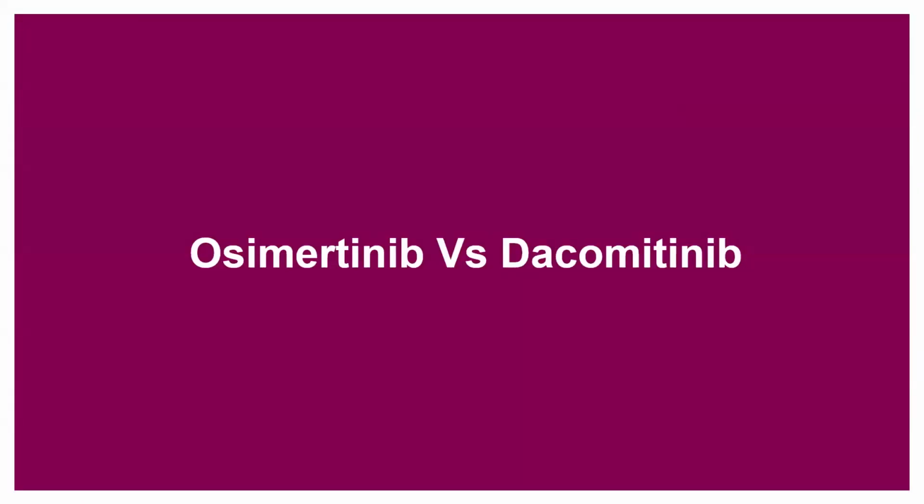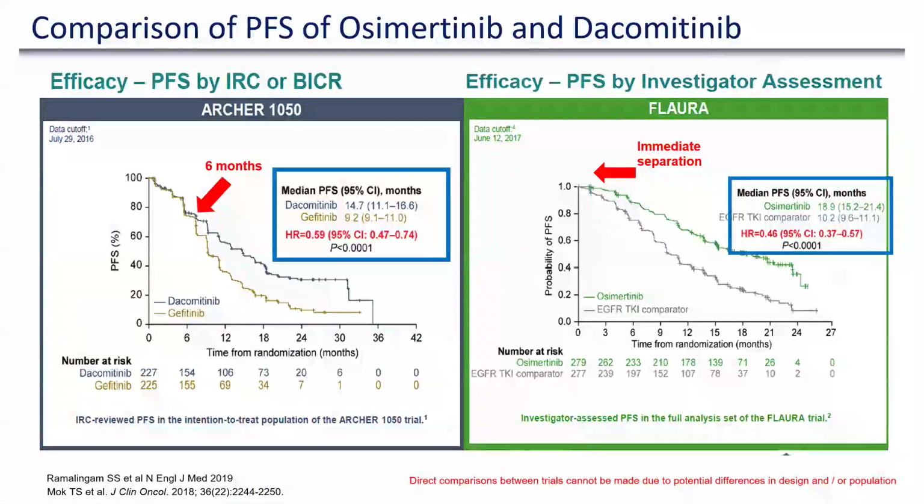Osimertinib versus Dacomitinib. We always engage in discussions with Pfizer on how comparable Osimertinib versus Dacomitinib is. If you see, these are the cross-trial comparisons, the ARCHER data versus the FLAURA trial. The PFS is 14.2 versus 9.2 months. At 6 months, the curve starts separating. But in FLAURA, the immediate separation got started, which shows its efficacy. And 18.9 versus 10.2, there's a cross-trial difference of 4 months. But if you see the curves, there is an immediate separation of patients in the FLAURA trial.